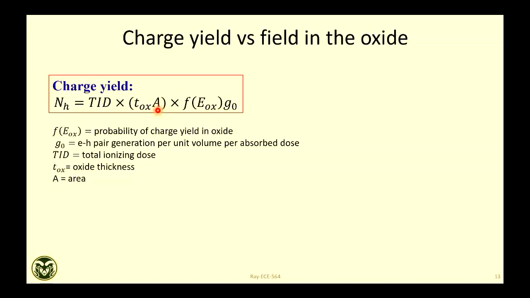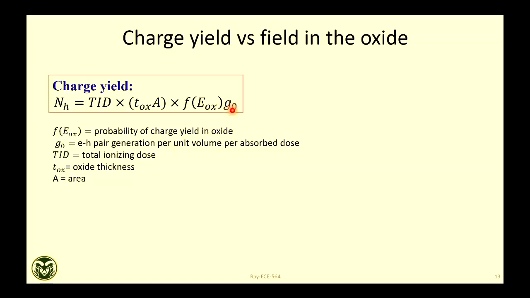So this is the gate area of the MOSFET. This is the thickness, the oxide thickness. So this is total volume times TID times your ionization constant. G0 is your ionization constant. I gave those numbers based on silicon dioxide.